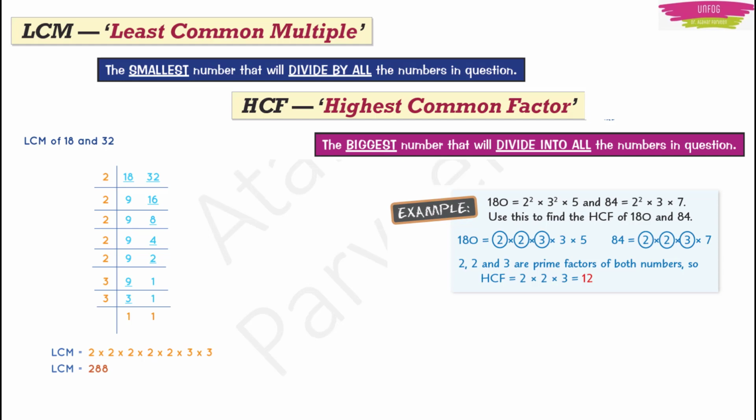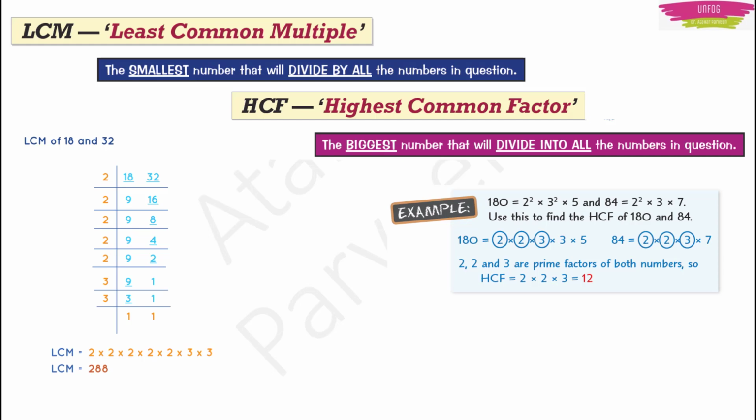After 2 you go for 3. Do LCM here also. Then you write the two numbers separately and then write down their factors. Then you see what all factors are common. Here 2, 2, 3. These much are common, right? In both 180 and 84. 3, 5 and 7 are not common. So leave them. Whatever are common, you take them and multiply. This will give you the highest common factor.